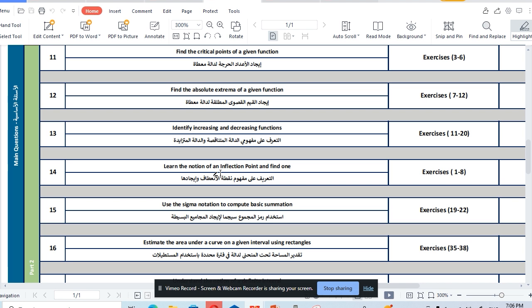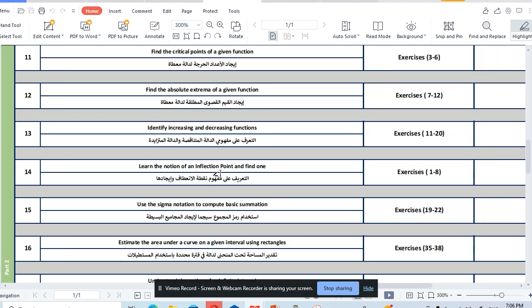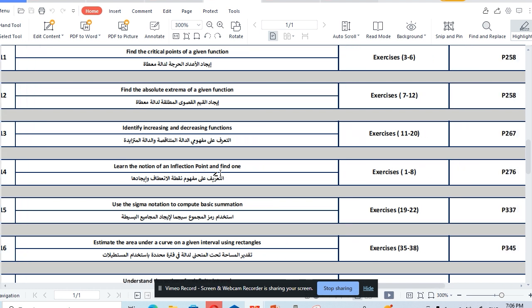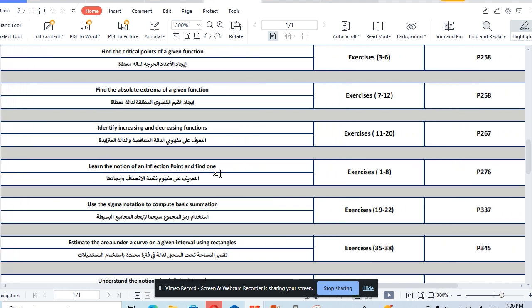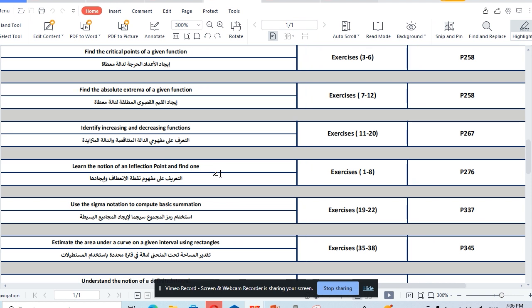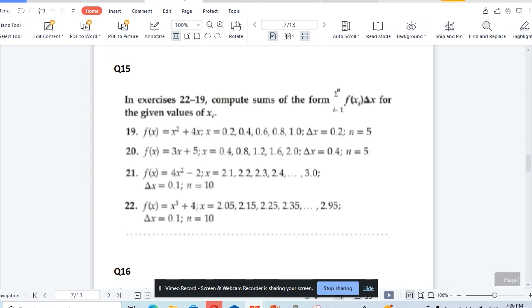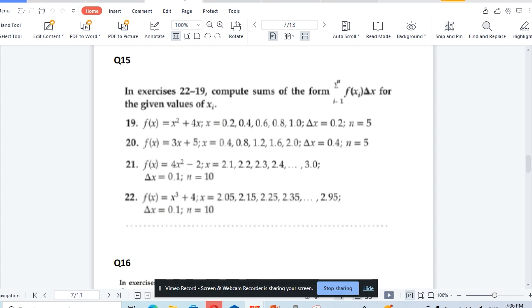Part 15: use the sigma notation to compute the basic summation. These exercises will be from 19 to 22 on page 337. If you would like to see the questions, we have questions 19, 20, 21, and 22. Let's take two questions from there. I will take 19 and also question 21. Let's see how we can solve this type of question.